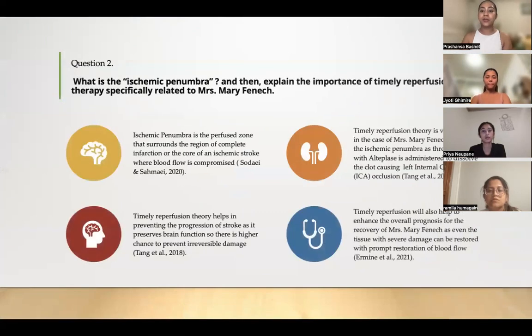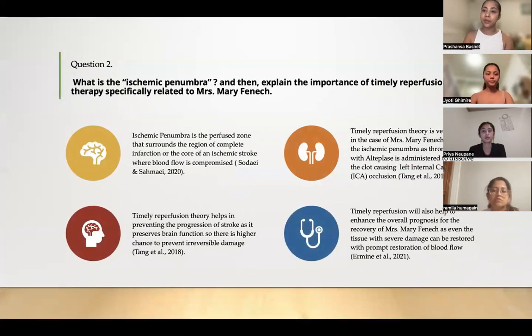Now, I would like to share what I've studied and what I've learned about the ischemic penumbra and the importance of timely reperfusion therapy, specifically related to Mrs. Mary Finich. So, the ischemic penumbra can be described as a hypoperfused zone that surrounds the region of complete infarction, or the core of an ischemic stroke, where blood flow is compromised.